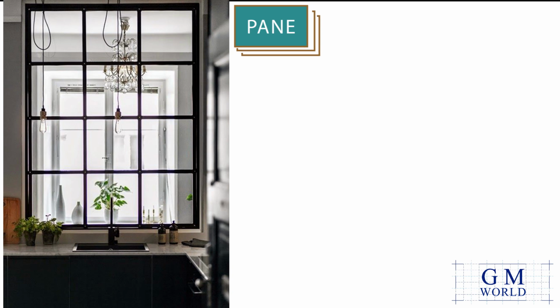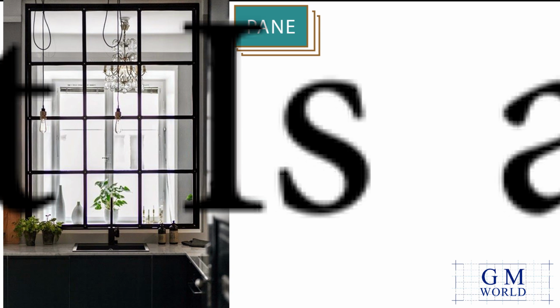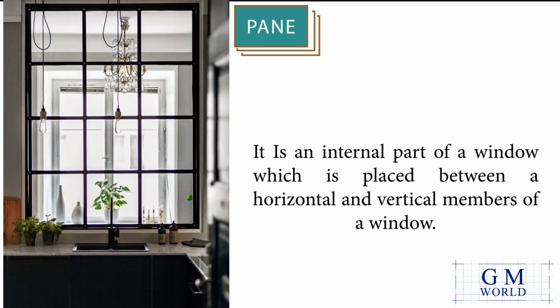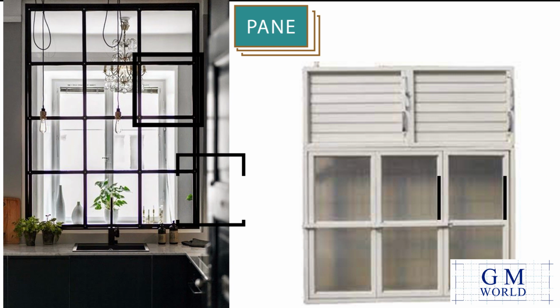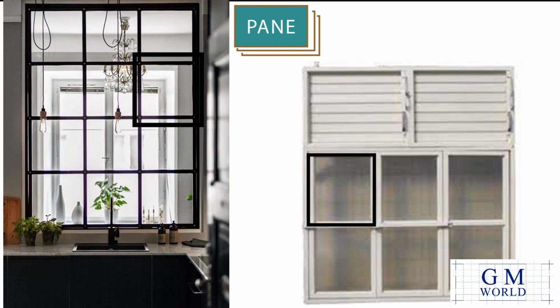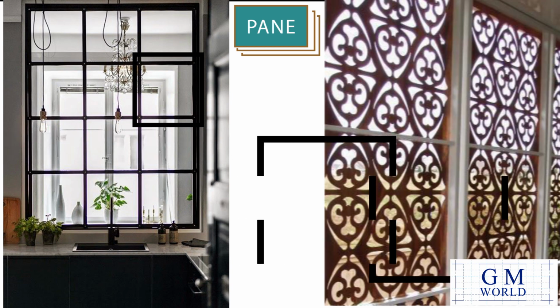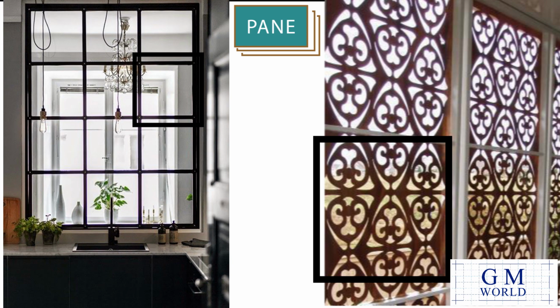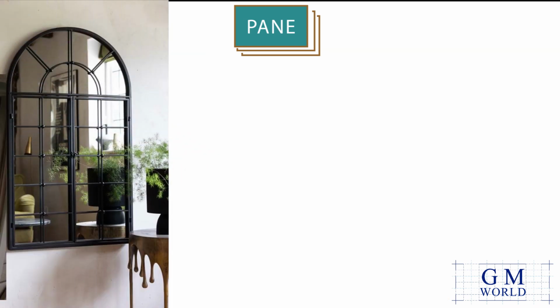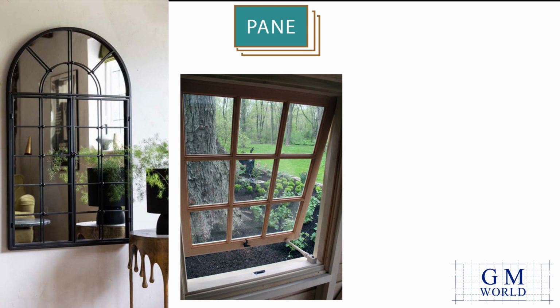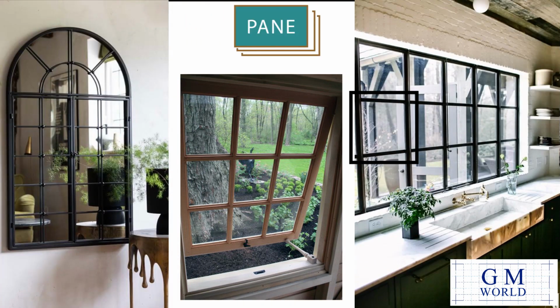Pane is the internal part of a window which is between the horizontal and vertical member. Now, a pane could be a glass member, it could be a fiber, it could be a CNC cut jali or anything. So any member that is going to get fixed in between this frame, as we have shown you in the black mark, is basically called the pane of the window.